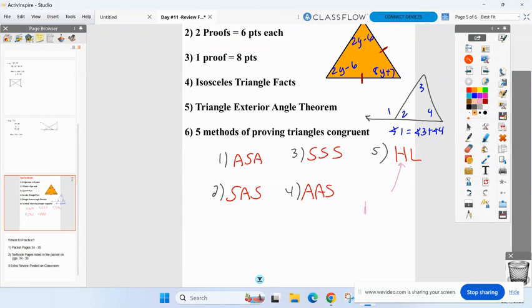Right triangles only. And again, any of these are fair game for those proofs. Yeah, I could have an HL proof. It's in your review. It's just a matter of if you want to practice it or not. So right triangles only.